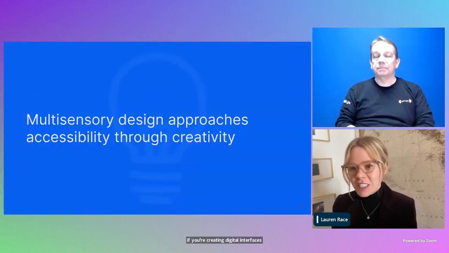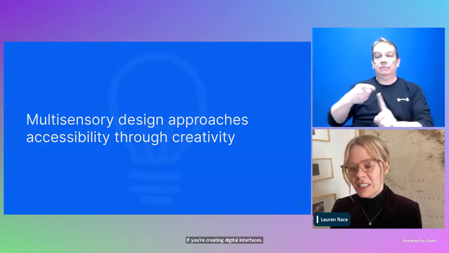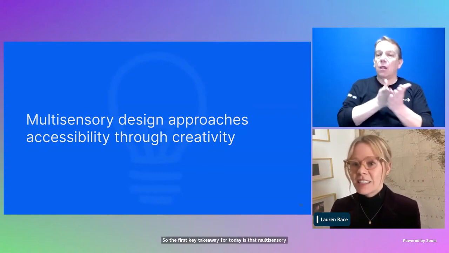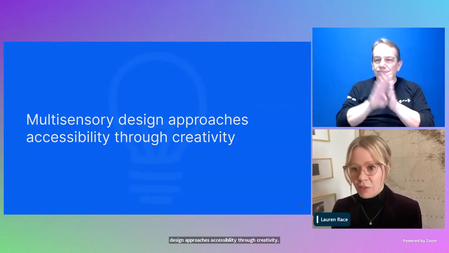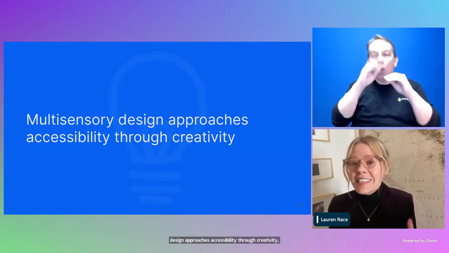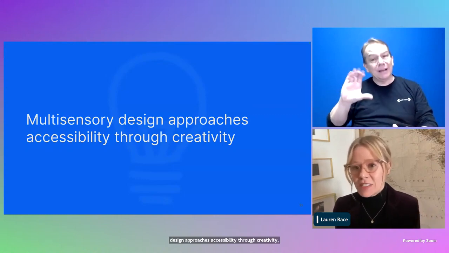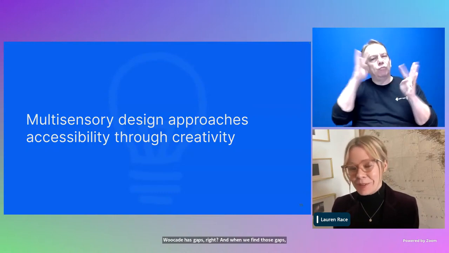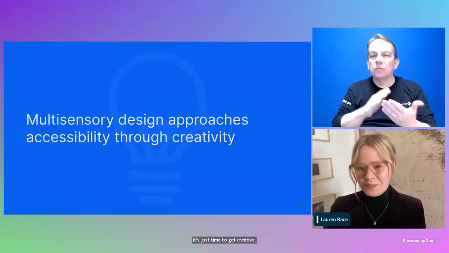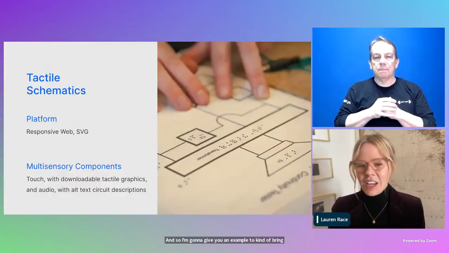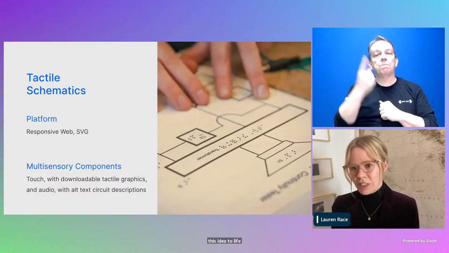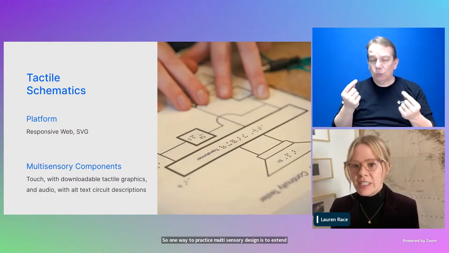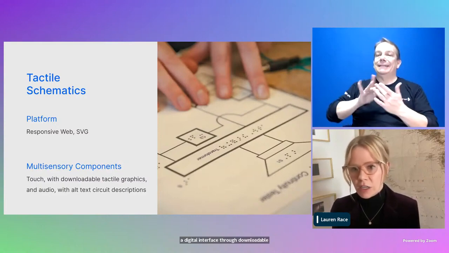So the first key takeaway for today is that multisensory design approaches accessibility through creativity, helping us design and innovate beyond WCAG conformance. WCAG has gaps, right? And when we find those gaps, it's just time to get creative. And so I'm going to give you an example to bring this idea to life. One way to practice multisensory design is to extend a digital interface through downloadable and printable tactile graphics.